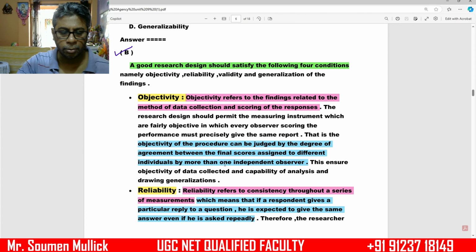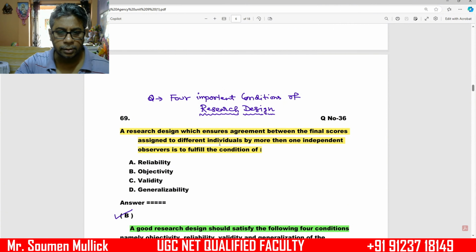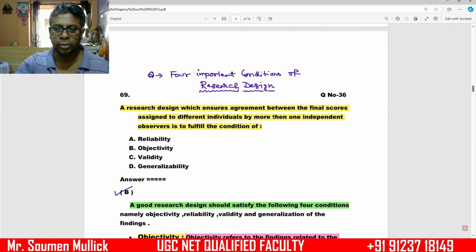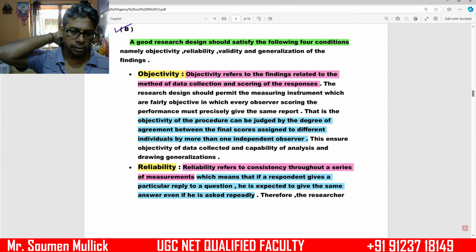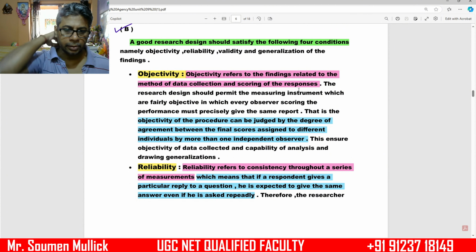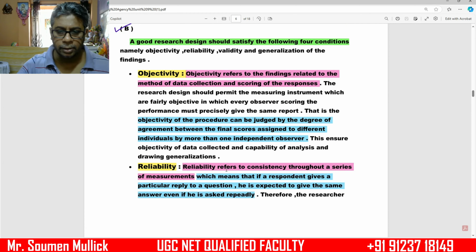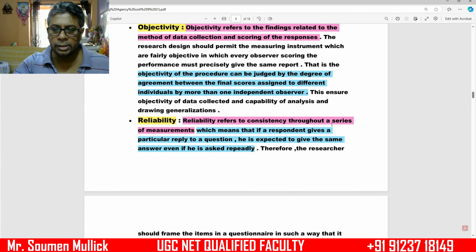Our next feature is reliability. Reliability refers to consistency throughout a series of measurements. Reliability refers to the consistency throughout a series of measures, which means that if a respondent gives a particular reply to a question, he is expected to give the same answer even when asked repeatedly. Consistency is the main feature of reliability.